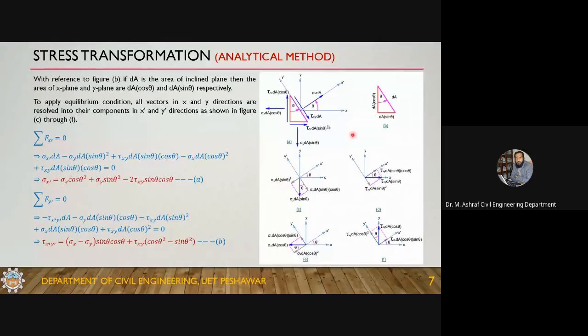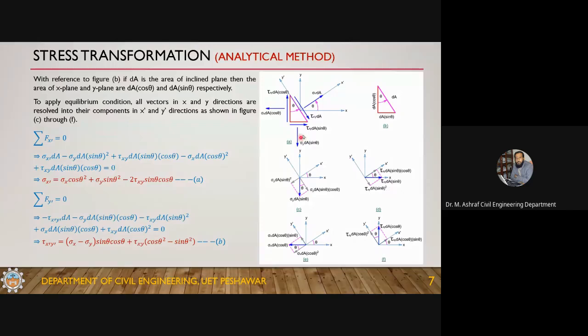Similarly, now resolve this force into its components along x prime and y prime. This is theta, so this will be the cos component: tau xy dA sine theta into cos theta, and tau xy dA sine square theta.